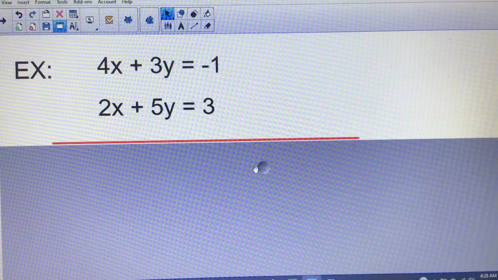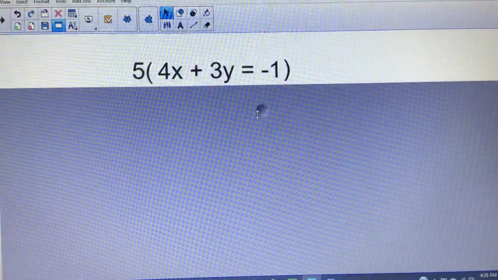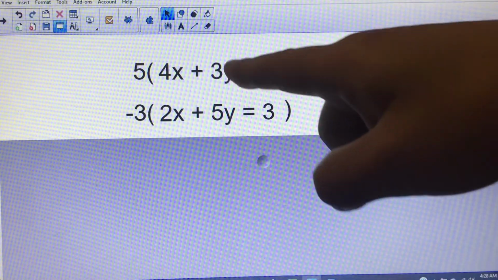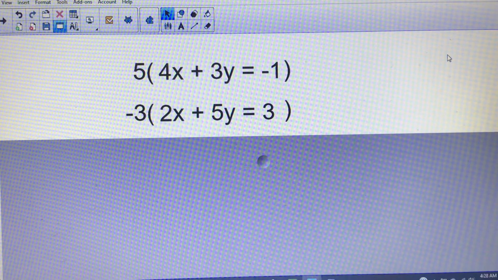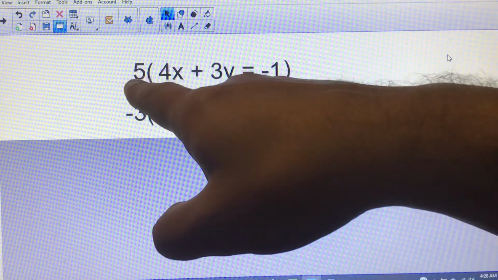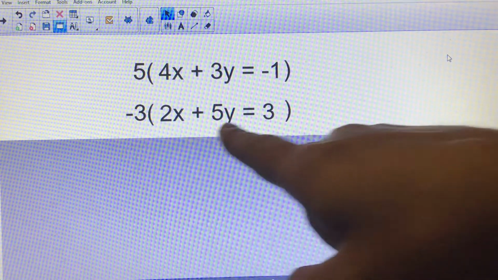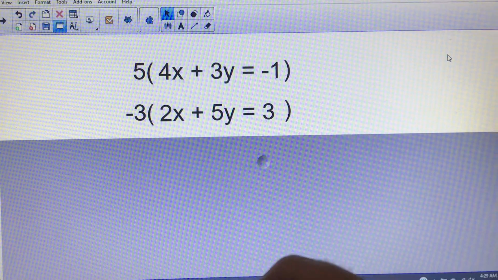So I'm going to show it again. Let's cover up some of the work so I'm not overloading you. So what I'm going to do is try to eliminate the y's. Once again, I already solved it. I'm just solving it again to show this method. If I multiply everything by 5, it'll turn this into a 15. Multiply everything by -3, it'll turn this to -15, and then the y's would cancel instead.